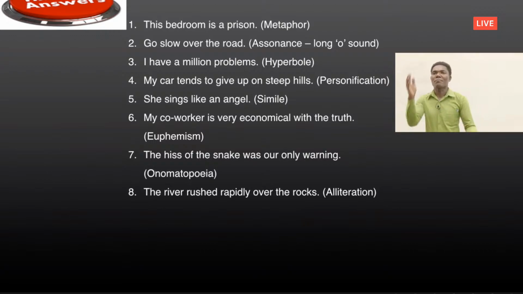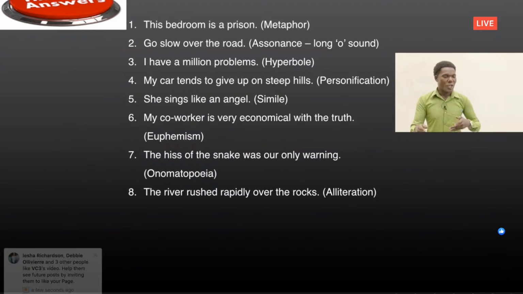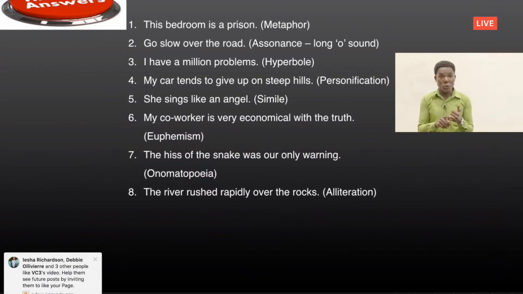Let me set it up for you. A young boy wants to go out. Mother says, no, stay in the bedroom, stay home. She locks the door, and he feels that the bedroom is a prison, boxes him in, prevents him from going out to the beach, a show with all his friends. Good. Metaphor. Second one, go slow over the road.